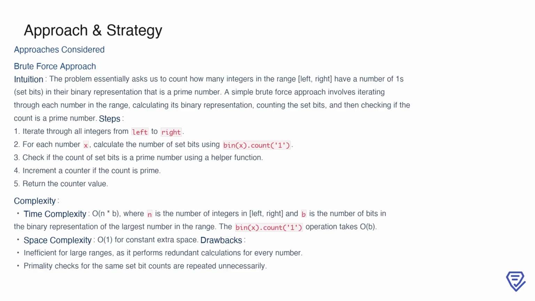Its time complexity is determined by the need to process each number in the range and compute its set bits, which is O(n * b), where n is the size of the range and b is the number of bits in the largest number. Additionally, the repeated primality checks make this method inefficient for large ranges, as we end up performing redundant calculations. This inefficiency highlights the need for a more optimized solution.